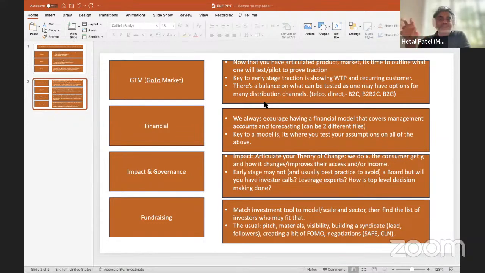Now each of these has deeper levels, but when I'm looking at investment readiness, we're actually seeing what's the thinking at least. And it doesn't have to be perfect. You don't have to have all the answers. We do want to see the thoughtfulness that there's some discipline around. And then financial.